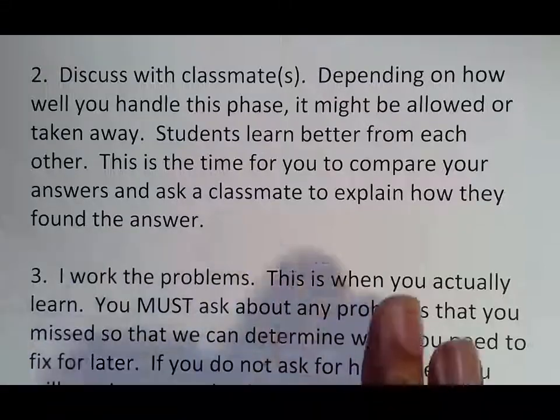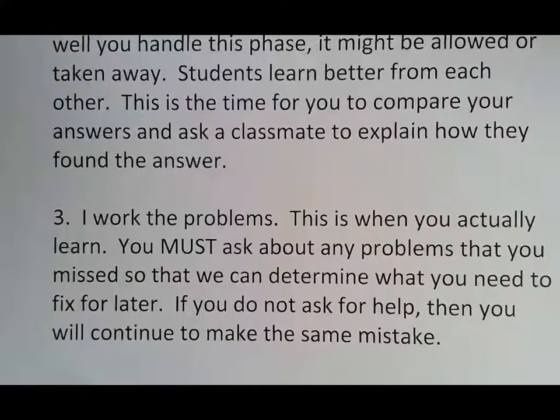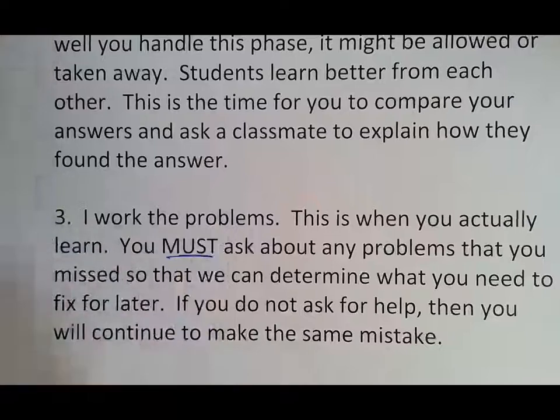The third phase is where I work out the problems, and that's when you actually learn. You have to make sure you ask about any problems that you missed. If you missed a problem and you don't say anything to me, then you're not going to get any better for tomorrow. So that's where you have to say, hey, I didn't get that answer. Even if that's all you say is, hey, I didn't get that answer, and then I can look at your paper and find it, or whatever it might be.